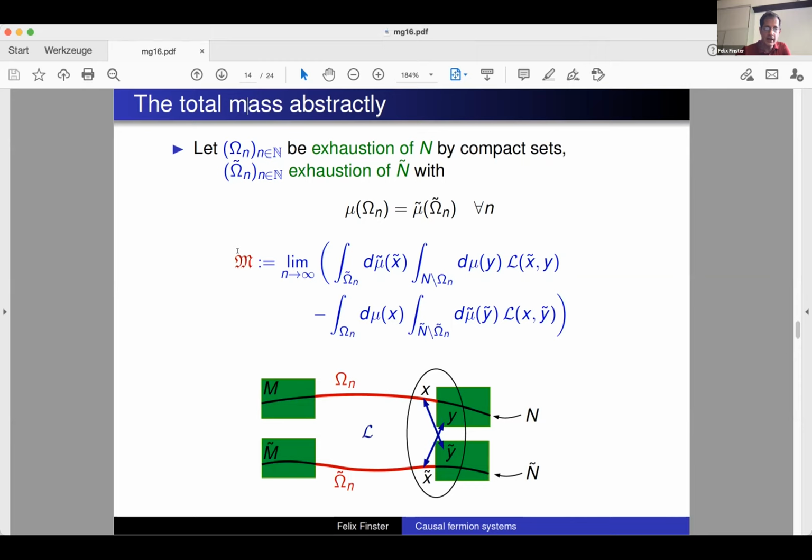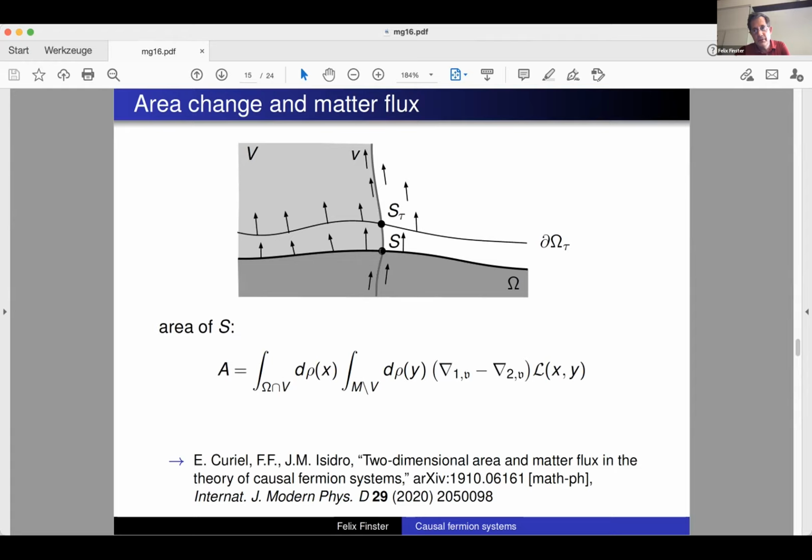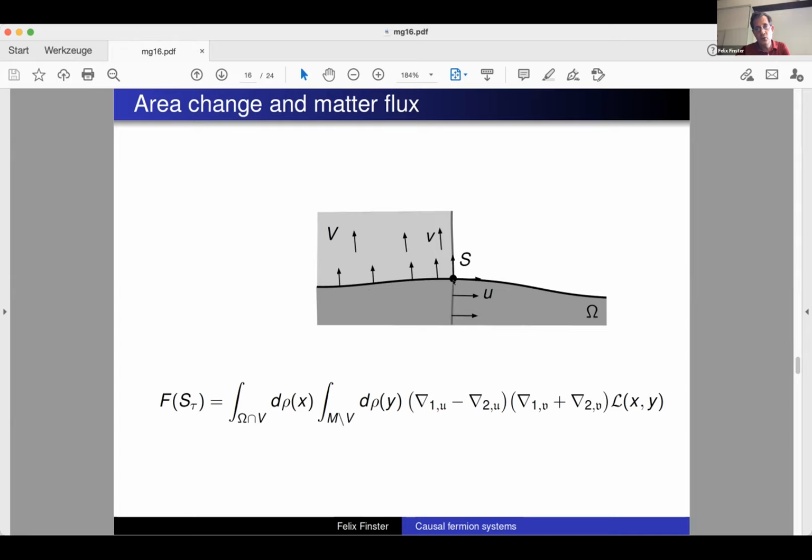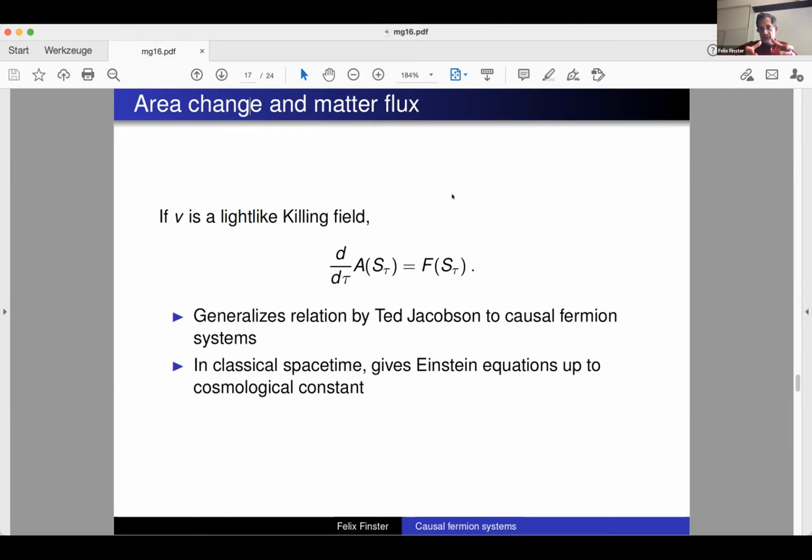What we also did is we considered the connection between area change and matter flux. So suppose now this is space-time. We have here omega, this is the past of a Cauchy surface. Then we have a set V, which is like the interior region of space-time. And then the intersection of the boundaries gives me here a two-dimensional surface. Then there's a way to define the area of the surface. Moreover, there's a way to define the matter flux through this surface. And then comparing these formulas, one sees that in the limiting case, where this two-surface flows out with the speed of light, so this means in a light-like direction, and if one assumes also that this light-like direction is a Killing direction, then one gets a simple connection between the change of the two-dimensional area and the matter flux through the surface.